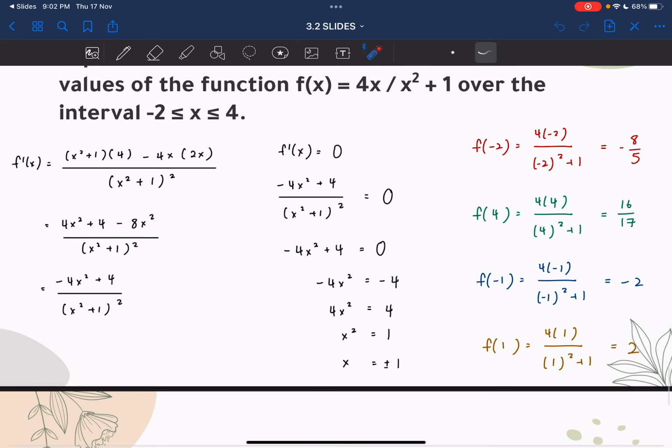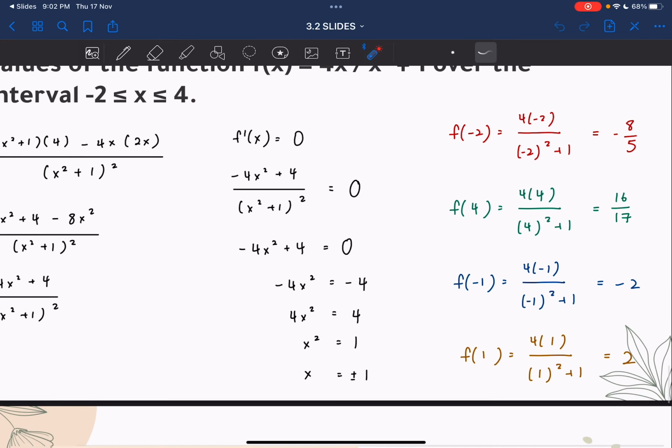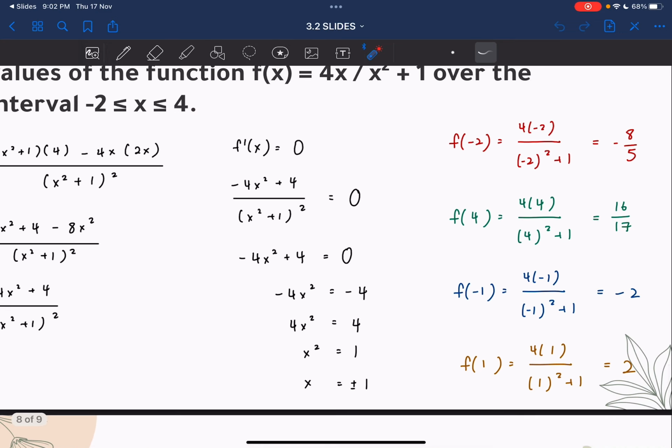Then you have to evaluate, because these are within the interval given. First you evaluate the endpoints. When x = −2, you plug it into f(x) and you find that it is −8/5. When you plug in 4, you find that y is 16/17. And then finally you plug in your critical numbers. When you plug in −1, you find that the y value is −2.